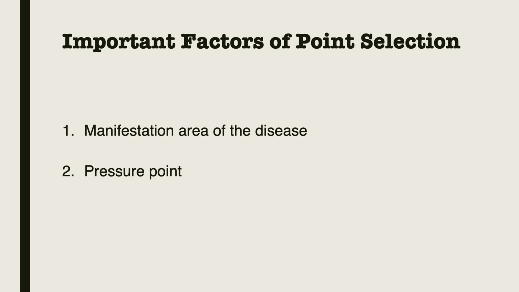Important factors of point selection. Choosing the right point is an essential part of wrist and ankle acupuncture. It is based on two important factors: manifestation area of the disease, and pressure point. Choosing the correct wrist and ankle acupuncture points is based on a combination of clinical conditions and the presence of pressure points in the body. Pressure points are sensitive spots on the surface of the body. They usually indicate dull pain, sharp pain, or stiffness. It is a local manifestation of the body's abnormal condition.